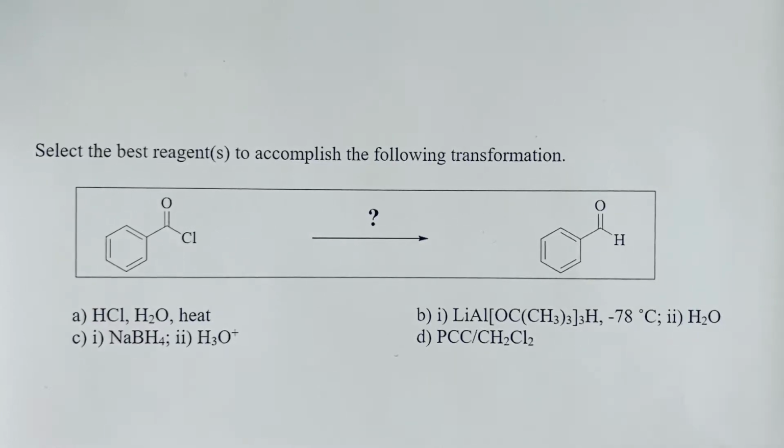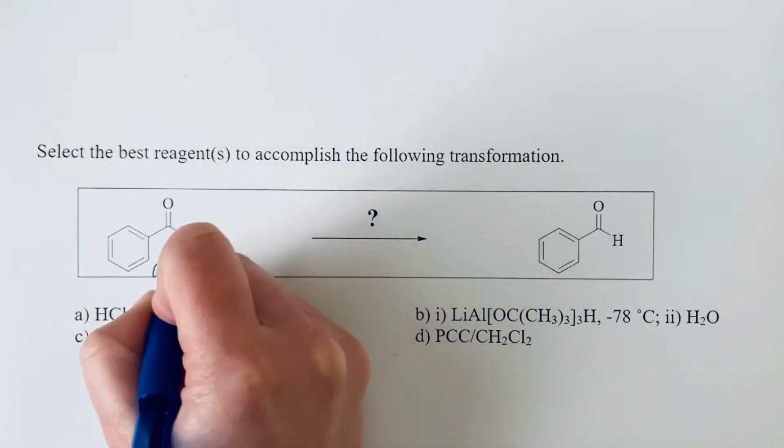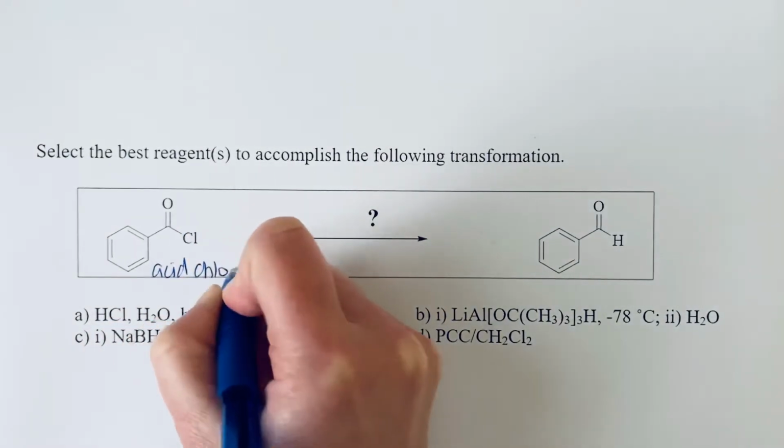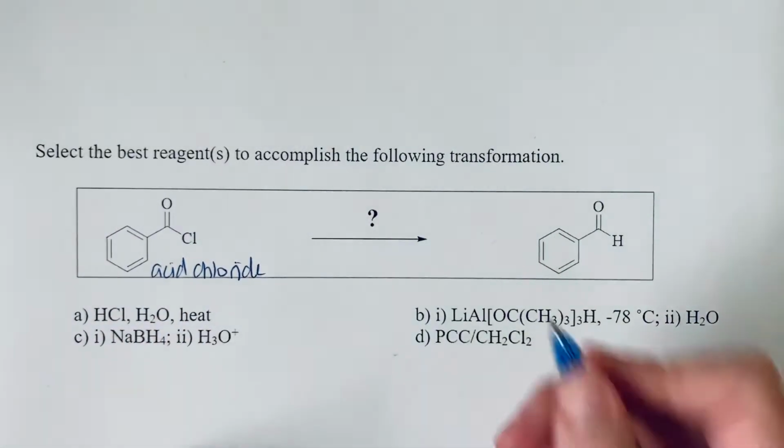Select the best reagents to accomplish the following transformation. So we're going to take a look at our starting material and the product. And so we can see that the starting material is an acid chloride. And the product is an aldehyde.